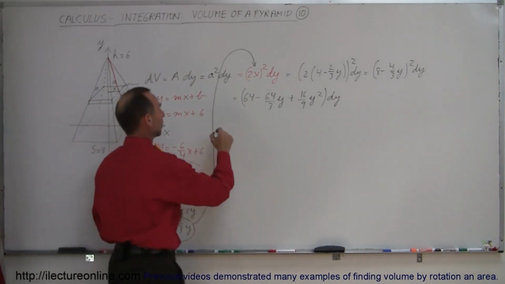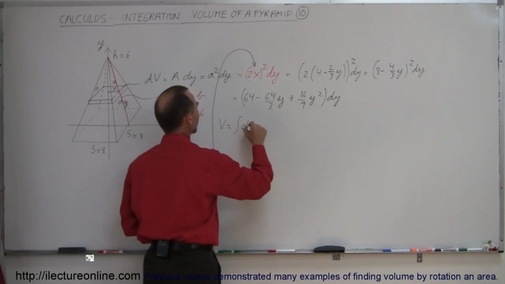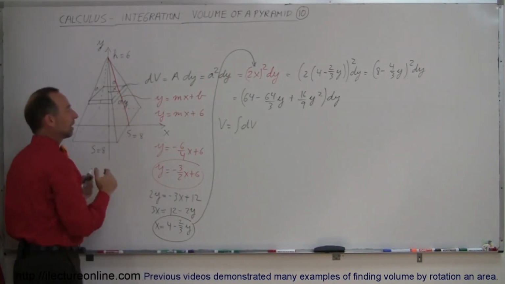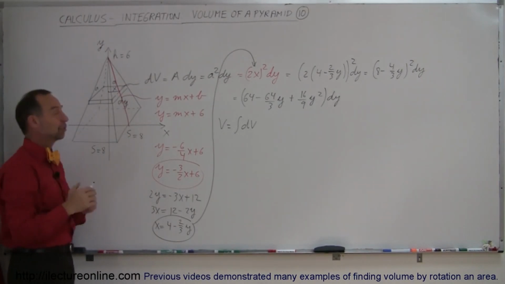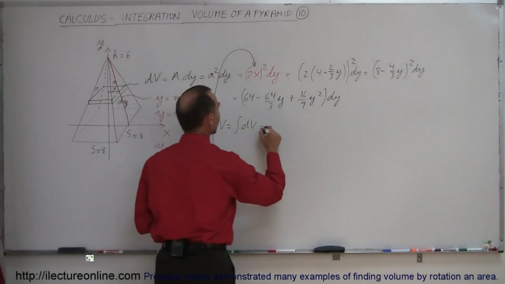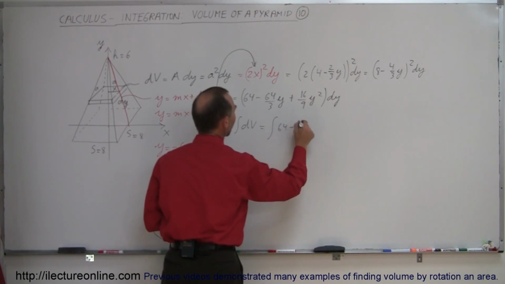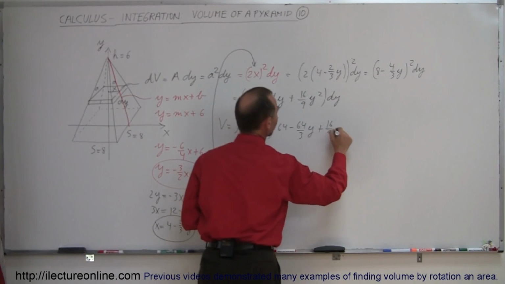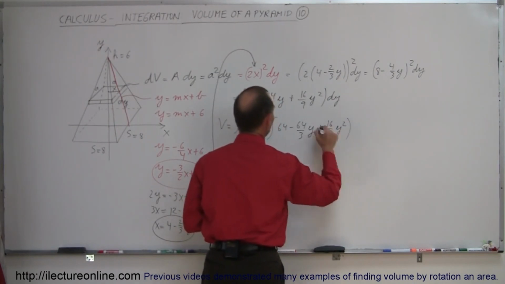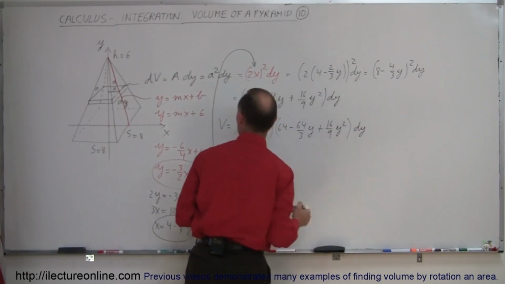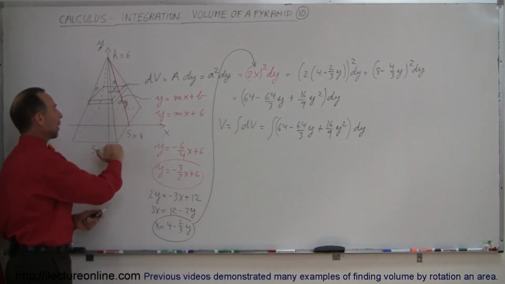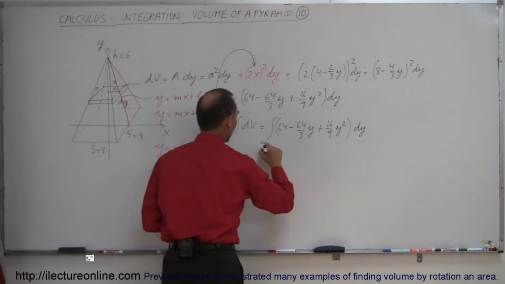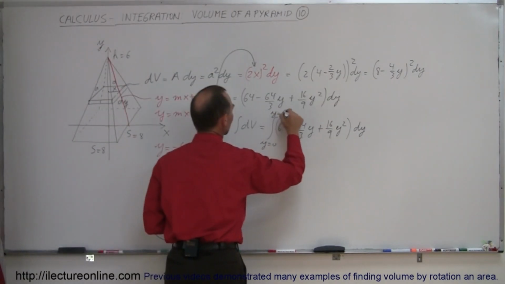Now we can go ahead and integrate, because the volume is equal to the integral of all the dV's. So what we're going to do is slice up the whole pyramid, add all these slices up, and of course that's the definition of integration. And so this is going to be equal to the integral of 64 minus 64 over 3 times y plus 16 over 9 y squared times dy. And the limits of integration, we start from the bottom of the pyramid where y equals 0 to the top of the pyramid where y is equal to 6. So we get y equals 0 to y equals 6.